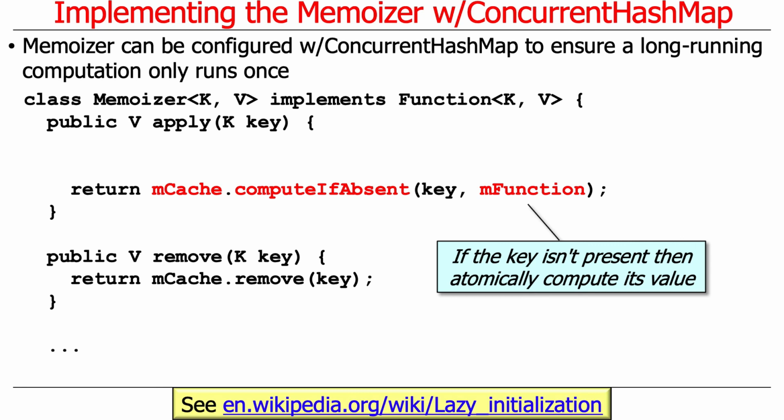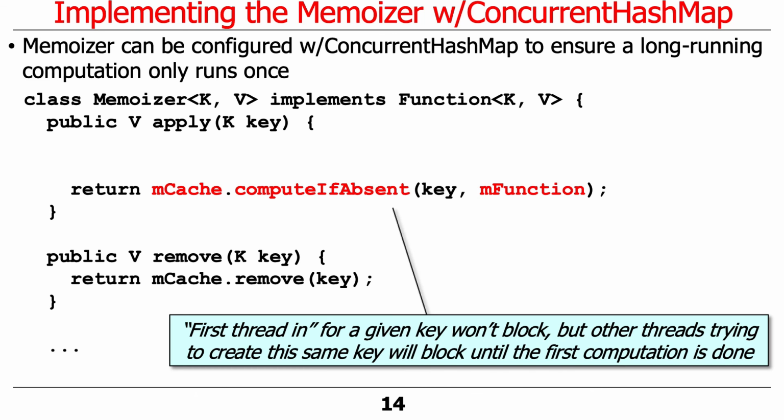You can think of this as lazy initialization. We only compute the function if we don't already have a value in the map associated with that key. So the first thread in for a given key won't block. It'll call the function and figure out what the value associated with the key should be. But any other threads that come in at the same time and also don't find the key, because it's non-existent in the map, will all have to block until the first computation is finished. Then when they're unblocked, they just read the result out of the map and continue on their merry way. So this is a very powerful method. We will look at a way to implement it later, but for right now, we're just going to use the one that comes out of the box from Java ConcurrentHashMap.